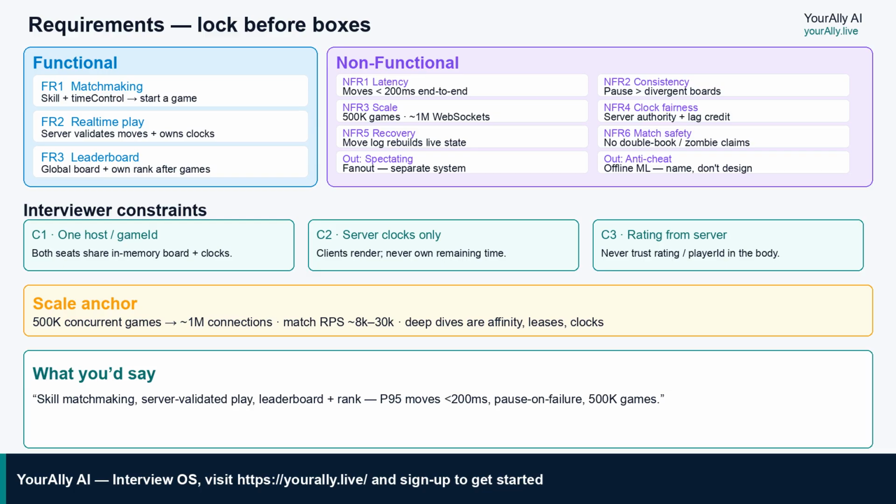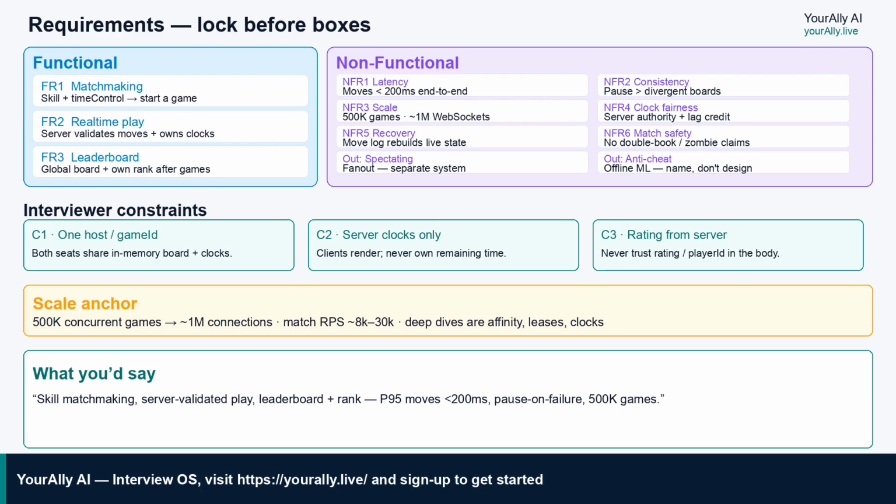Functional requirement 3: a global leaderboard and your own rank, updating shortly after the game's end. Ratings change when games finish, not continuously mid-move, which makes caching honest.